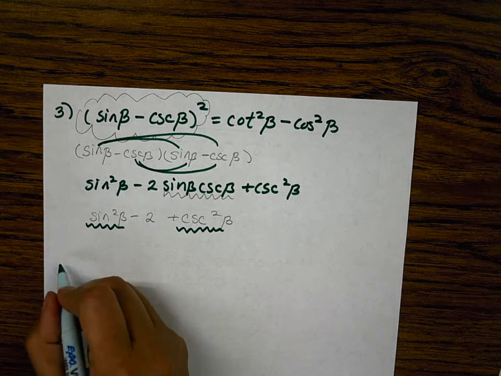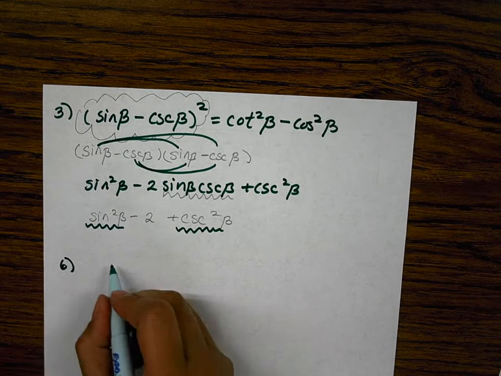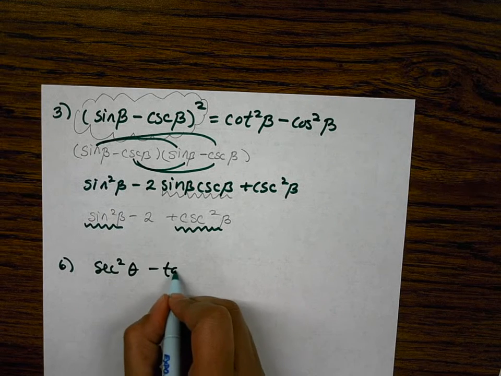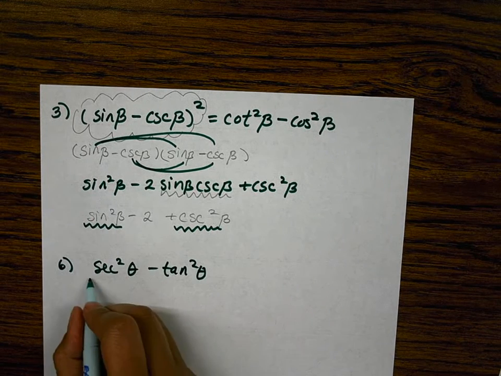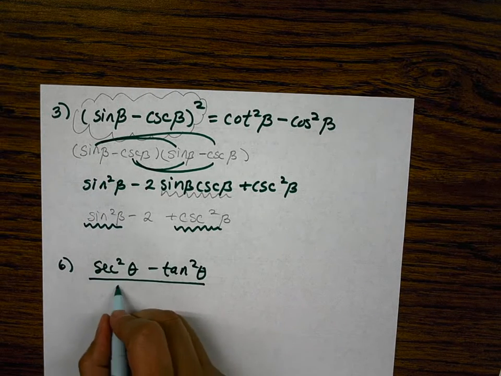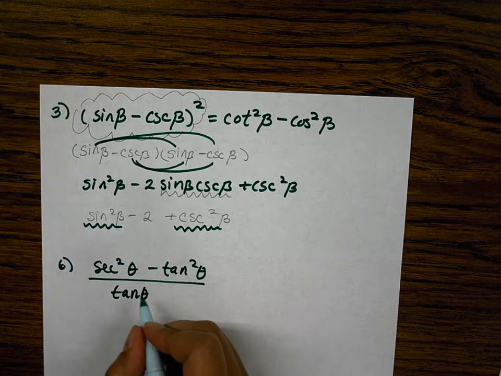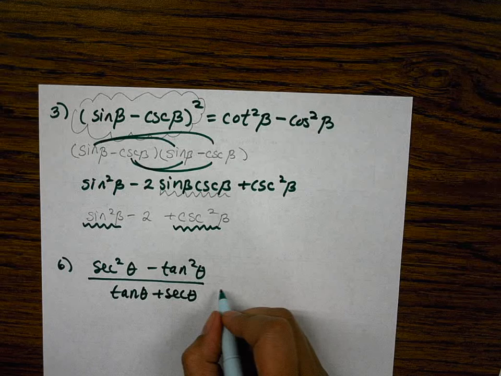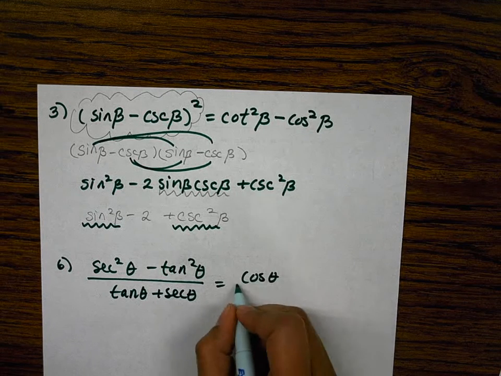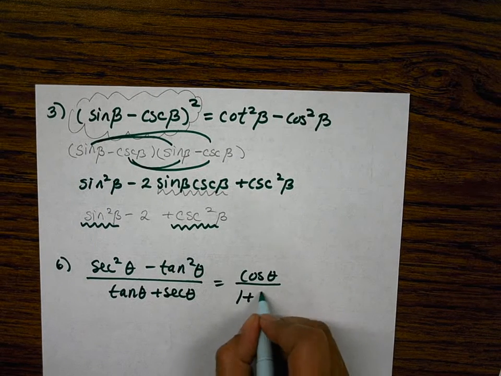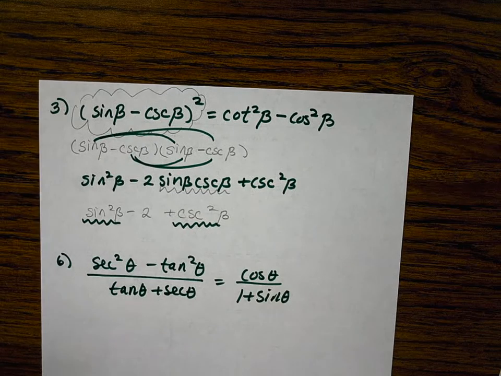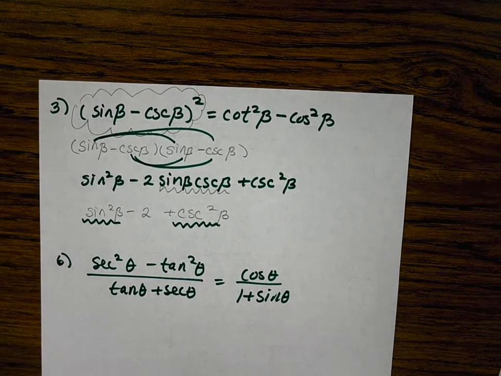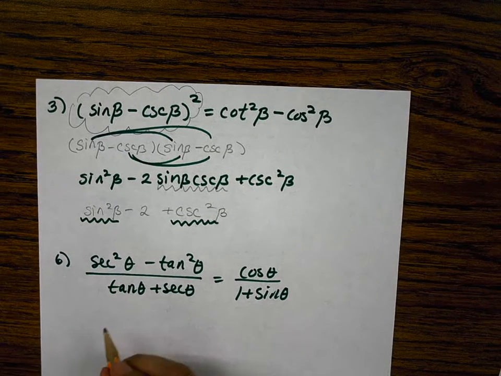Okay, next one I'd like to do is number 6. Secant squared theta minus tangent squared theta all over tan theta plus secant theta equals cosine theta all over 1 plus sine theta. And same thing on this one. I'm not going to work it all the way through. I'm going to get you far enough where you can complete the rest on your own.